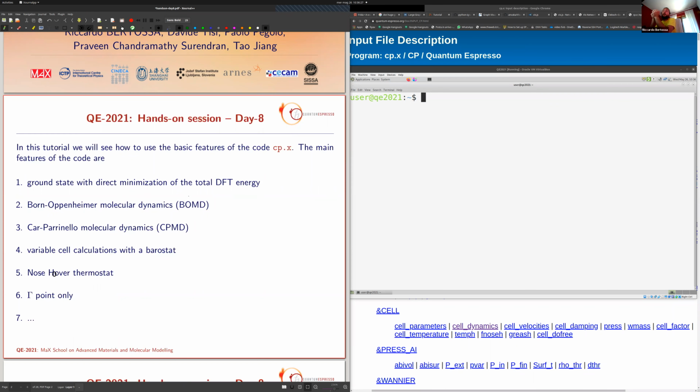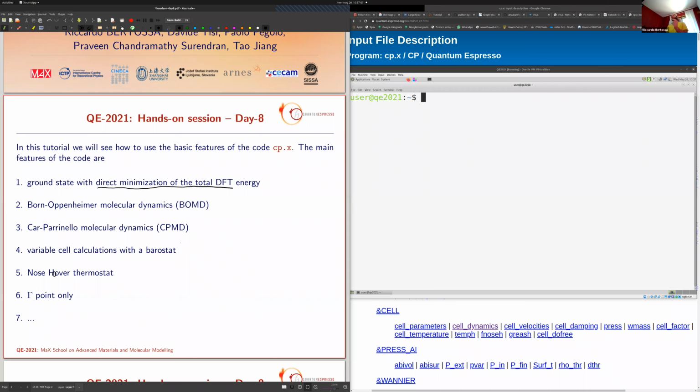So the Car-Parrinello code is able to compute many different types of stuff. For example, the direct minimization of the total DFT energy, that was the conjugate gradient that Sandro told you about previously. Then it is able to do Born-Oppenheimer molecular dynamics, that will be the first step we are going to do later. Then, of course, the Car-Parrinello molecular dynamics, where the electronic degrees of freedom become some sort of classical coordinates, and they are integrated with the Verlet algorithm.